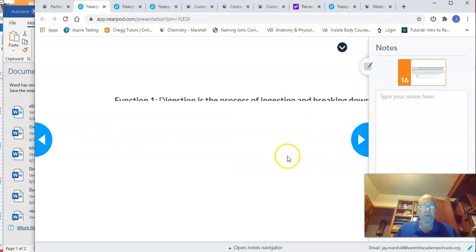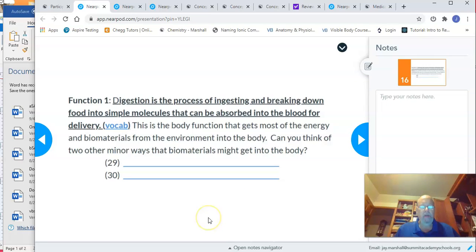So these are the two functions that are going to be required. Digestion is the process of ingesting and breaking down food into simple molecules that can be absorbed into the blood for delivery. This is a vocab word. Click on that. That'll take you to the vocab page, and you can write or record your vocab in there. And this is the body function that gets most of the energy and biomaterials from the environment into the body. There are actually a couple of other ways that we can get some things into the body.